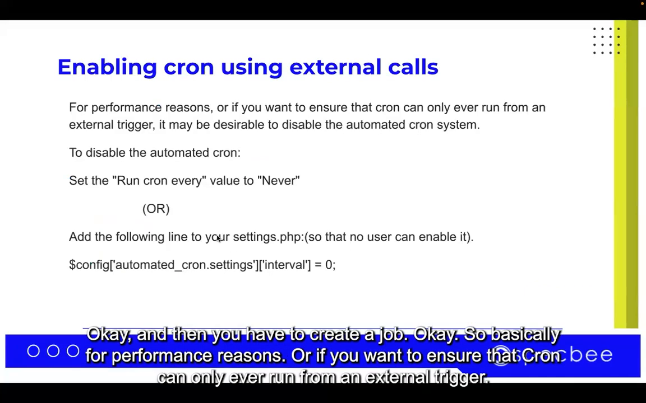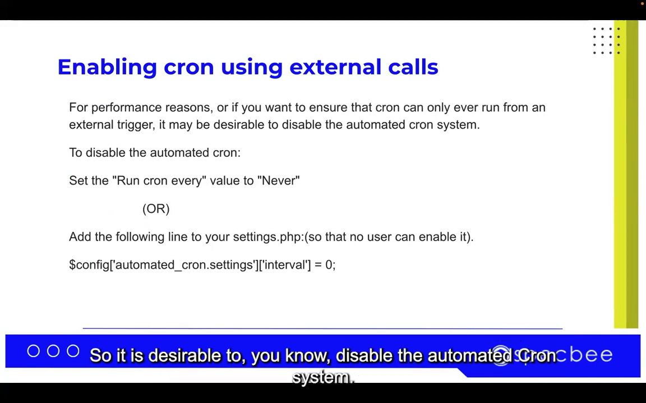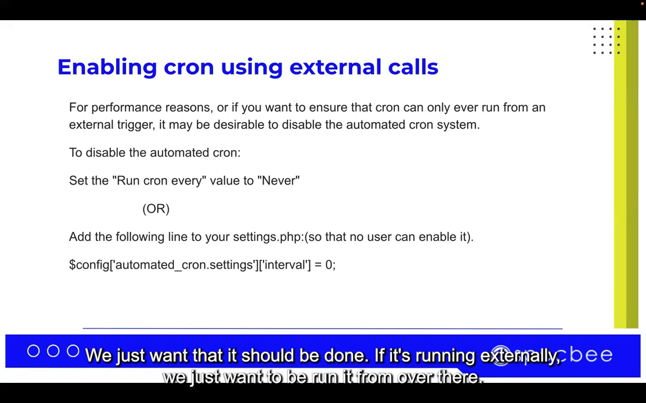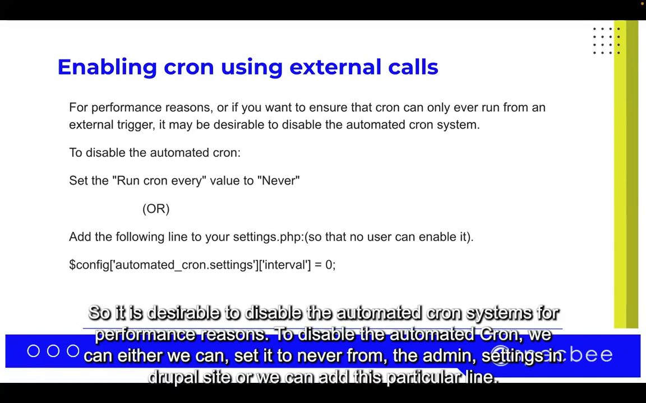So basically, for performance reasons, or if you want to ensure that cron can only ever run from an external trigger, it is desirable to disable the automated cron system, right? We don't want cron to run multiple times. If it's running externally, we just want to run it from over there. So it is desirable to disable the automated cron system for performance reasons.